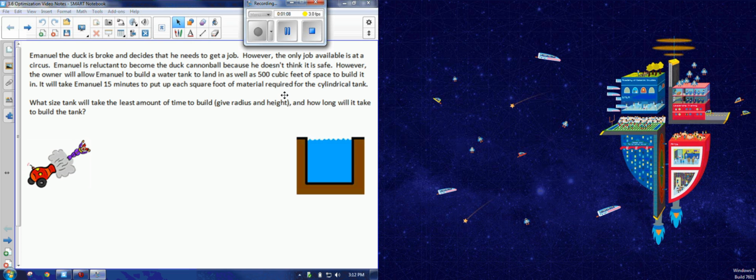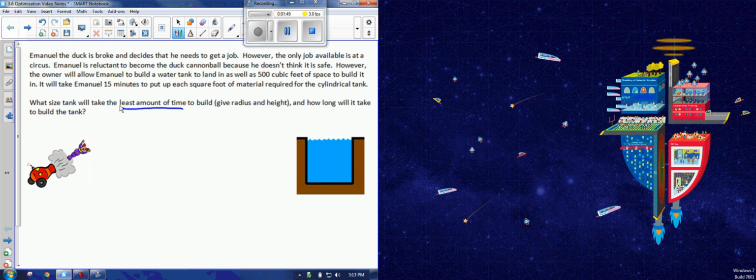So we have Emmanuel the duck, which is just a little character that I like to use to help us introduce optimization. And he's broke, he has no money, and he decides that he needs to get a job. However, the only job available is at a circus. Emmanuel is reluctant to become the duck cannonball because he doesn't think it's safe. However, the owner will allow Emmanuel to build a water tank to land in, as well as 500 cubic feet of space to build it in. It will take Emmanuel 15 minutes to put up each square foot of material required for the cylindrical tank. So the question is, what size tank will take the least amount of time to build?